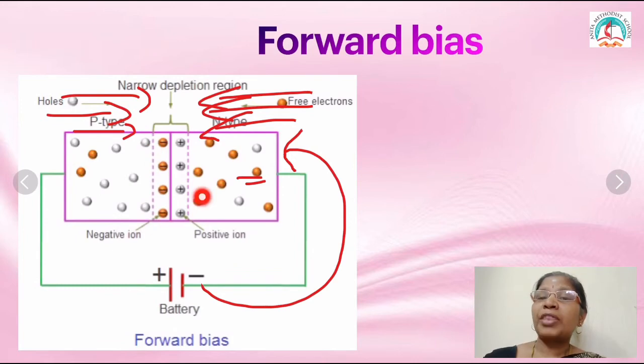Then what happens? The width of the depletion region keeps decreasing. This is a positive ion present in the n-type, and a negative ion present in the p-type. The width value is decreasing.